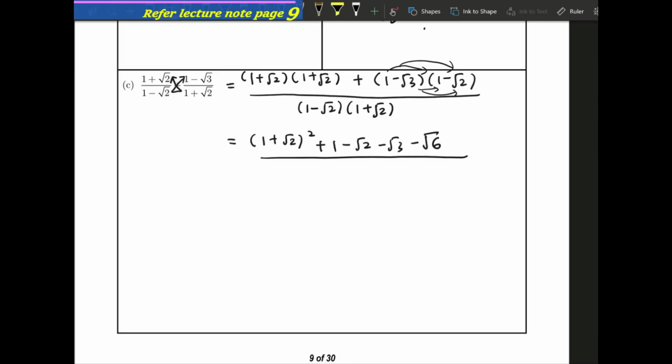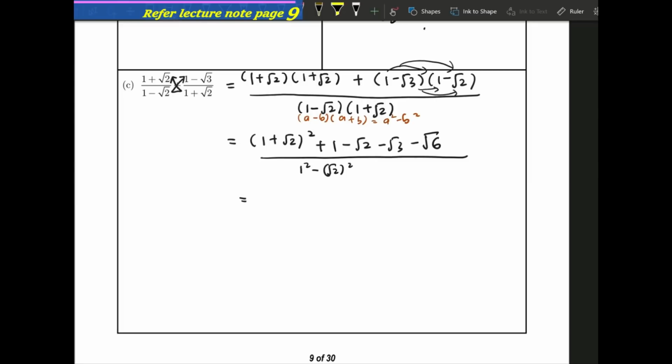And then for the denominator, can you see here? Now it is in the form of A minus B and then A plus B, meaning we just multiply the conjugate now. They are conjugate to each other. So it will become 1 squared minus surd 2 squared, by using these properties, A minus B, A plus B.